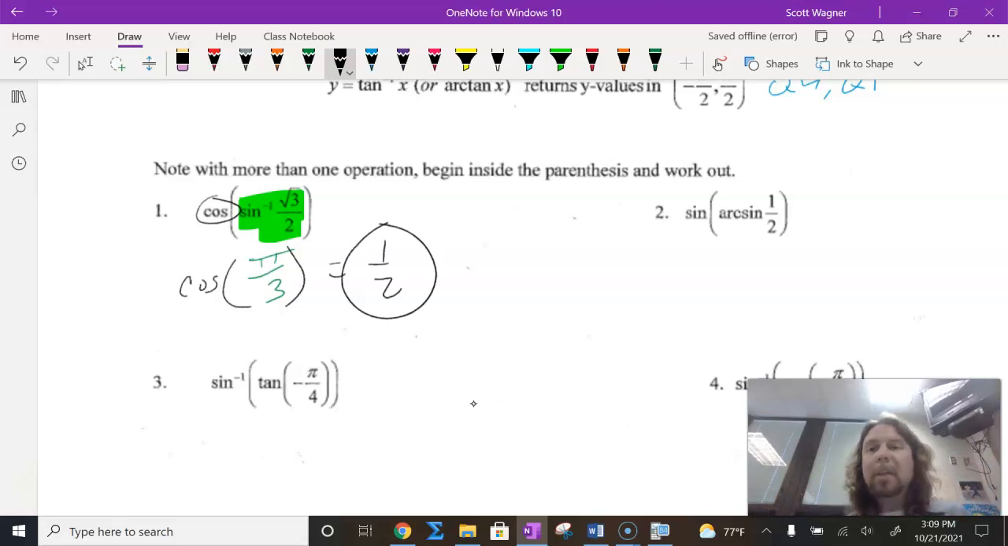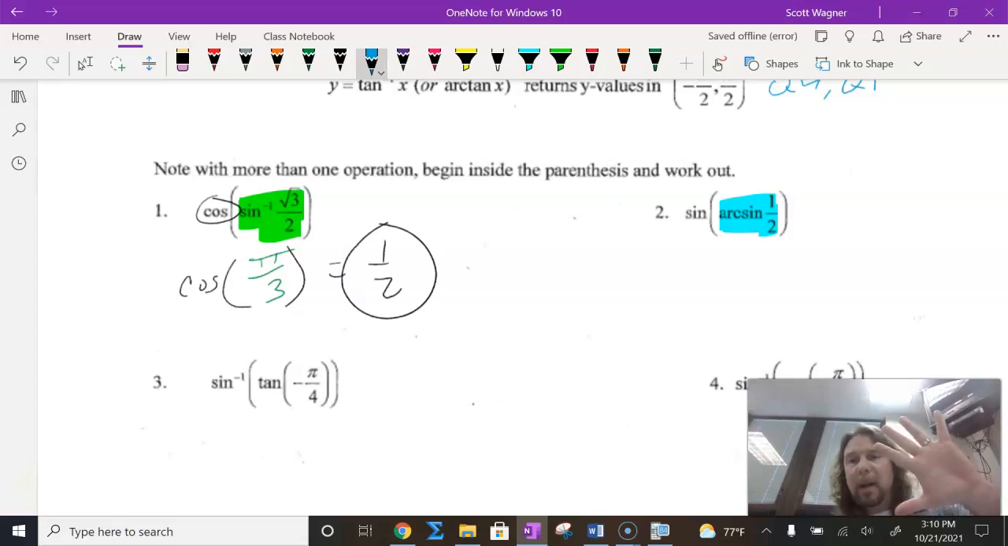Number 2, the sine of the arc sine of 1/2. Work in the middle first, the arc sine or inverse sine of 1/2. If I use my hand trick, with sine being the lower half of my hand, I want one finger up, so I fold the next finger back. Oh, that's the pointer finger. That's got to be pi over 6. So pi over 6 is what that blue part is, but I'm not done yet.